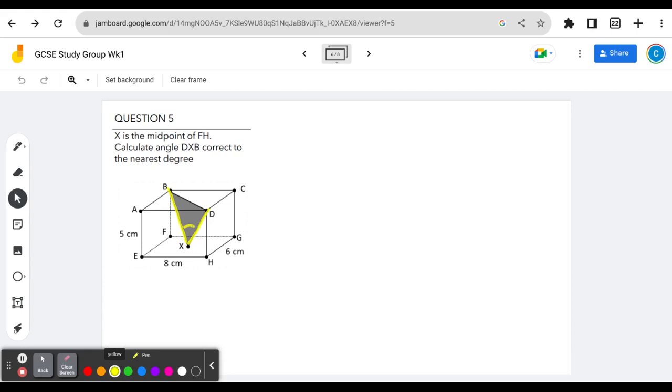And looking at that, it doesn't look like a right angle, so we know we're going to need sine and cosine rule. And so we can look at what sides we want of this triangle.